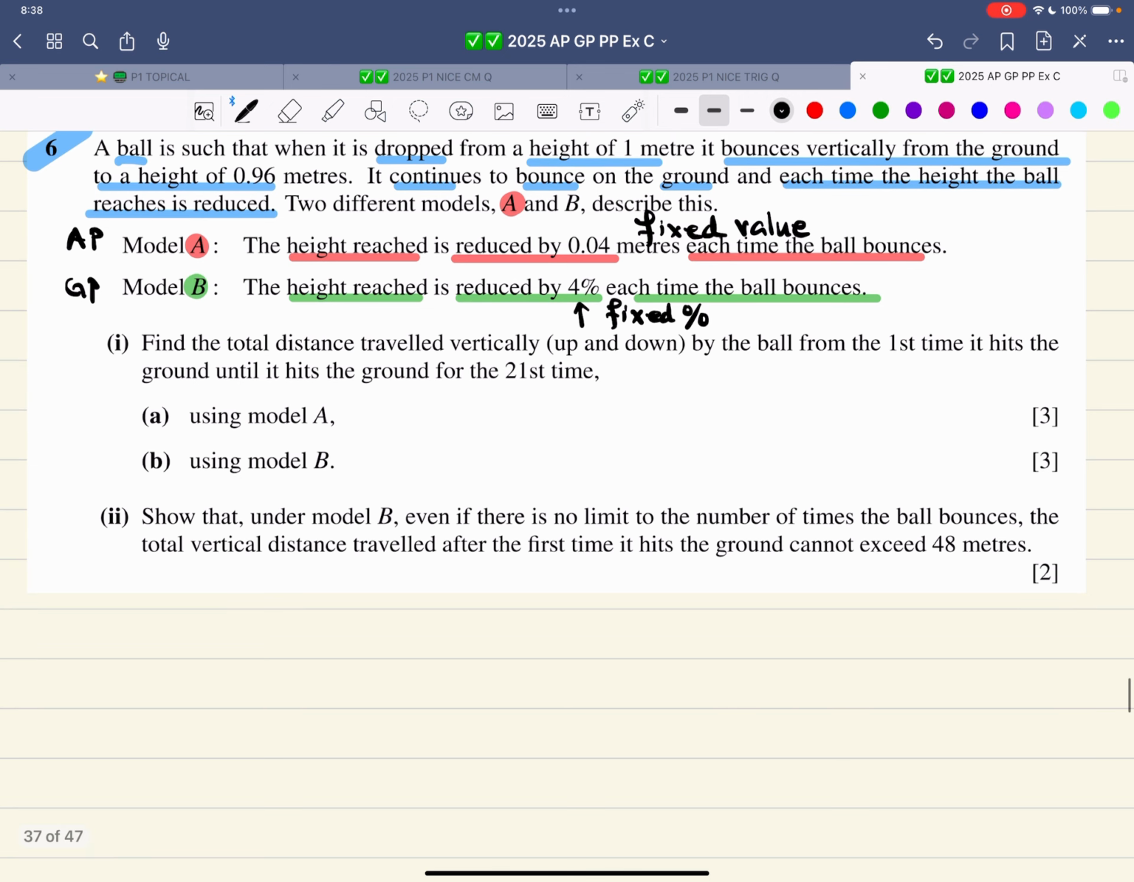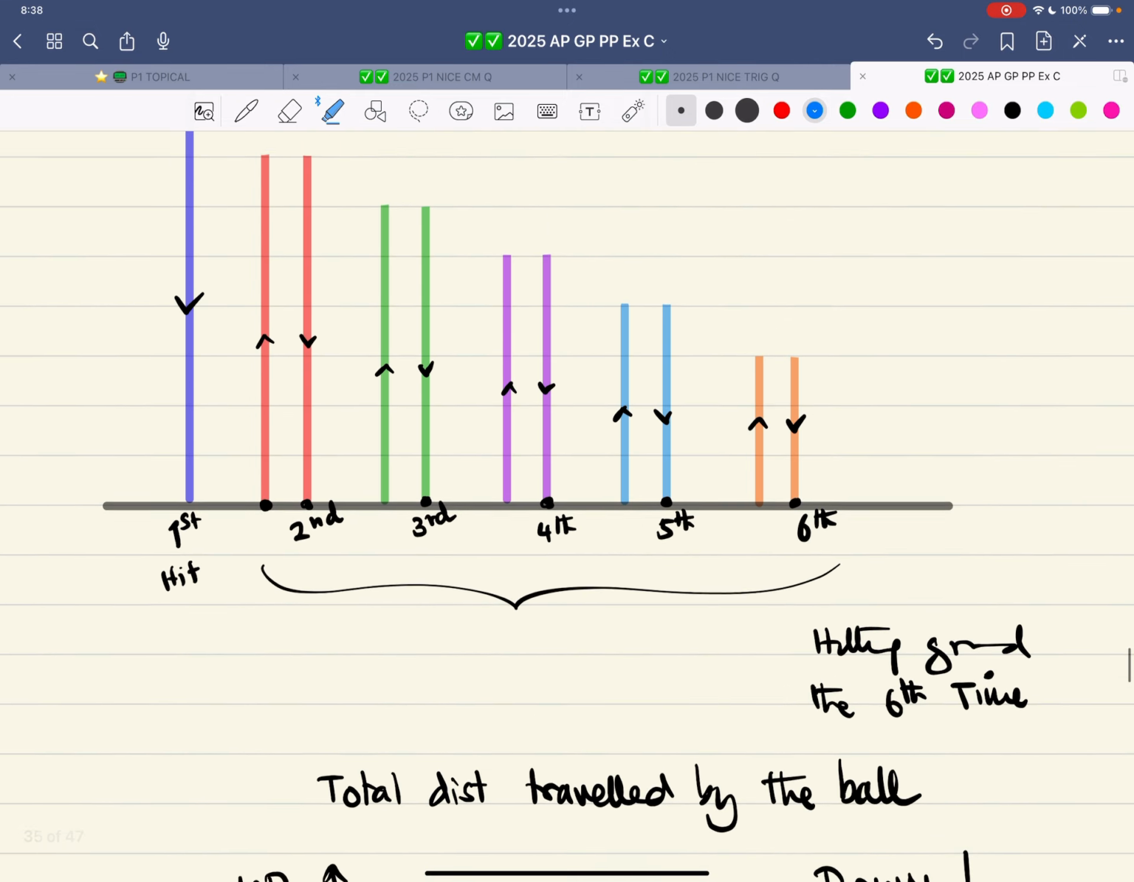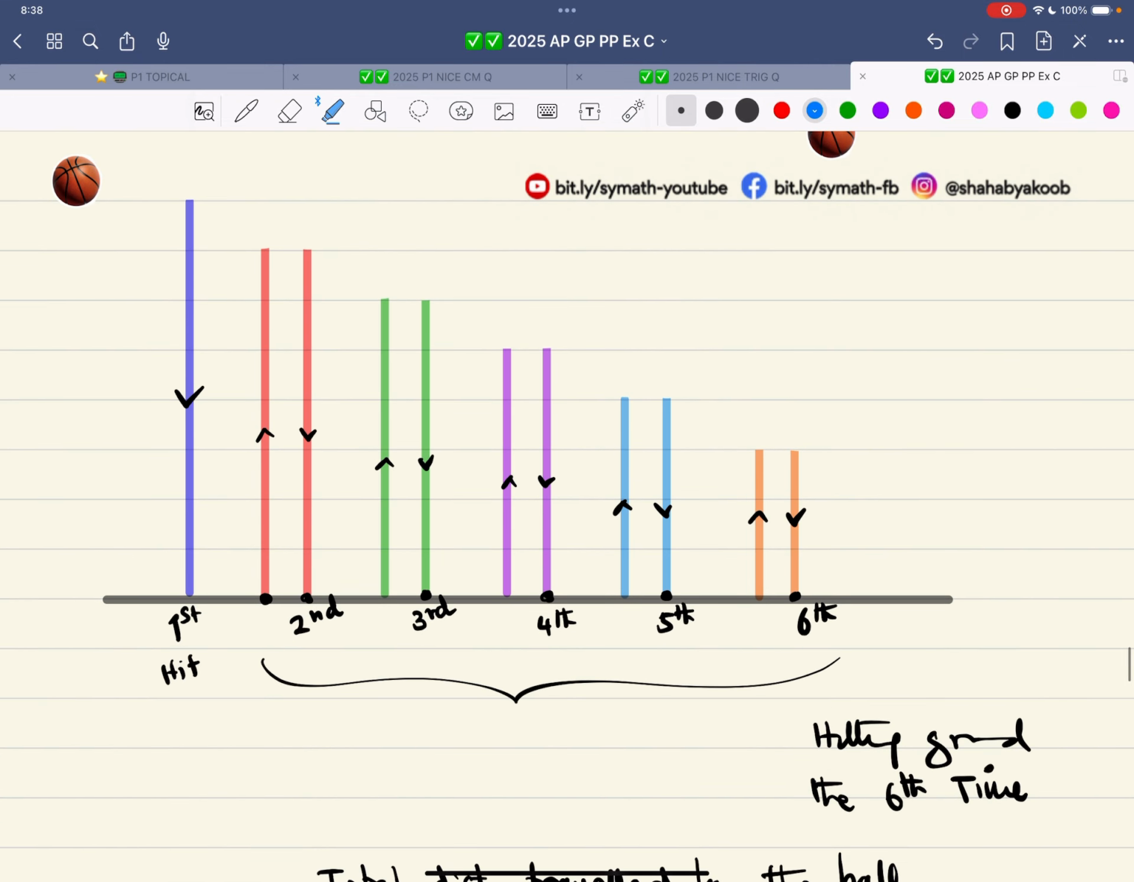Now what is it asking? They are asking us to find the total distance traveled vertically up and down by the ball from the first time it hits the ground until it hits the ground for the 21st time. This question over here, this diagram over here. So now we are talking about this thing.